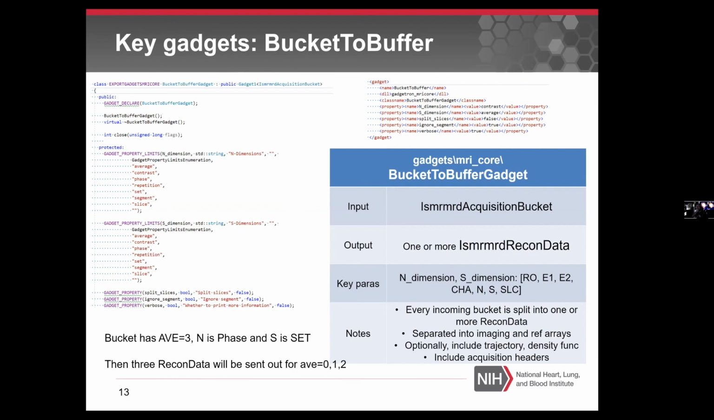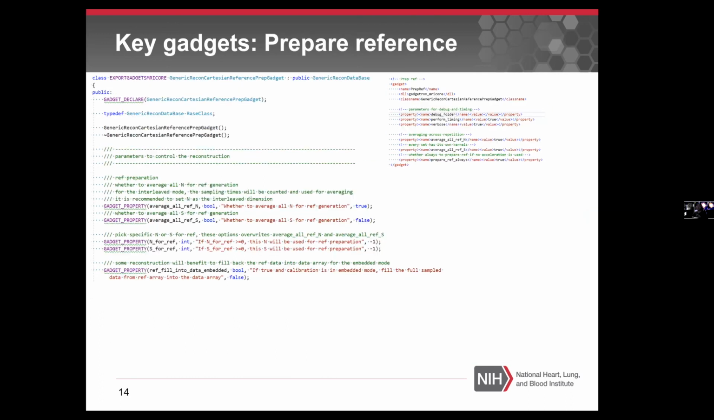This BucketToBuffer also processes the trajectory and the density function if they are available. The next gadget is the reference preparation. This gadget is a helper gadget. There are so many use cases for how we want to organize the auto calibration data, so we came up with some common use cases for this topic and implemented them here.